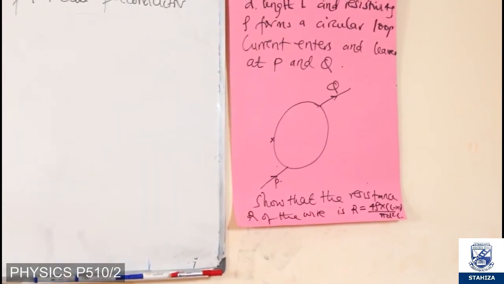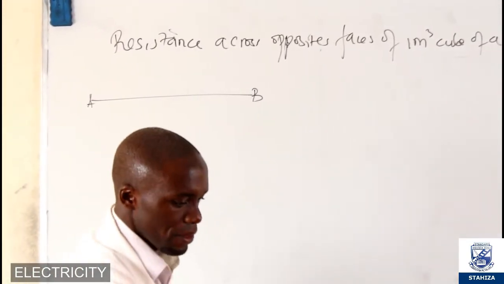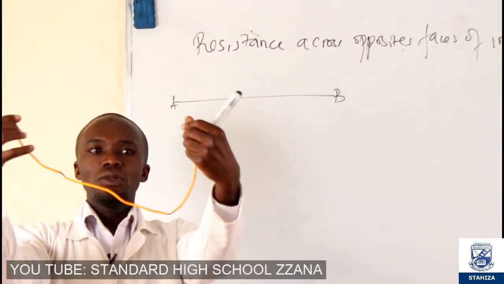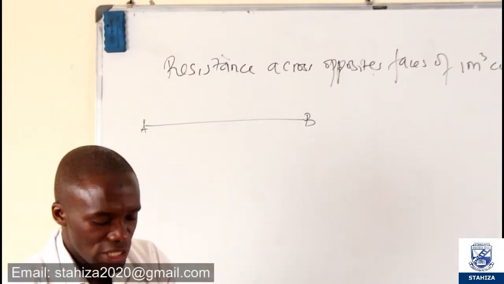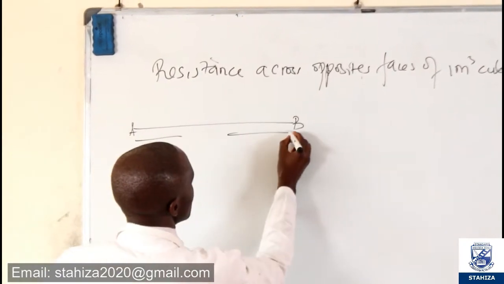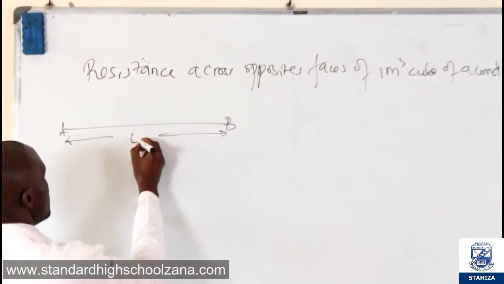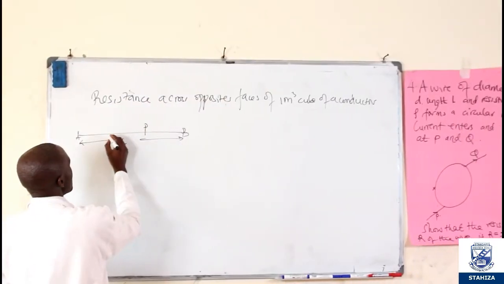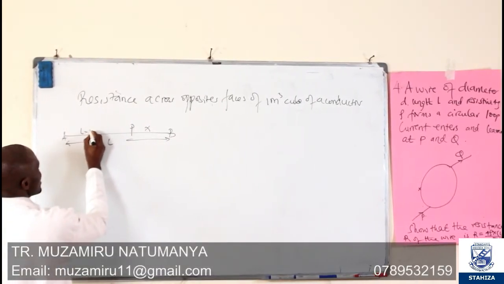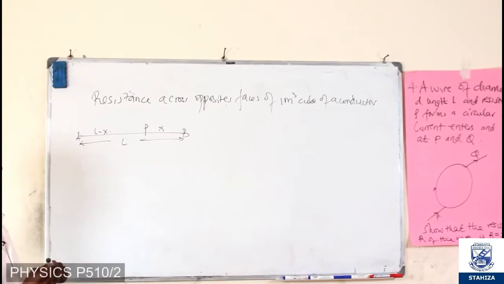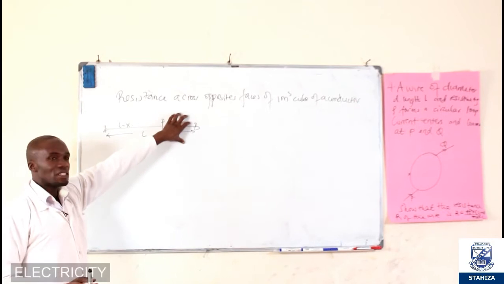Of course, if this is a wire AB, like the way you are seeing this wire, I can do this and make a loop. So this is the wire I'm talking about. Now, if this wire is of length L, and I pick a sample here, I call it X, the distance from here will be L minus X. Of course, a wire is a resistor. It means we have this resistor, at the same time the other resistor.